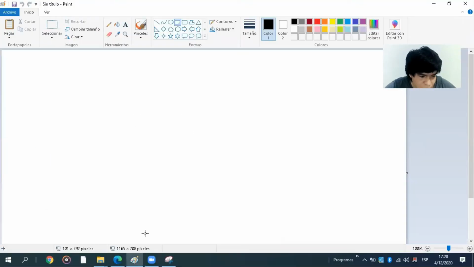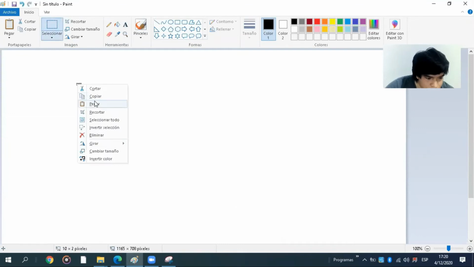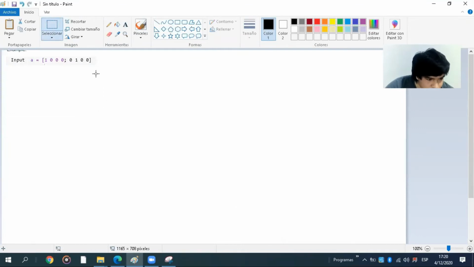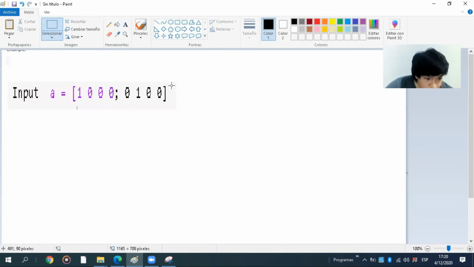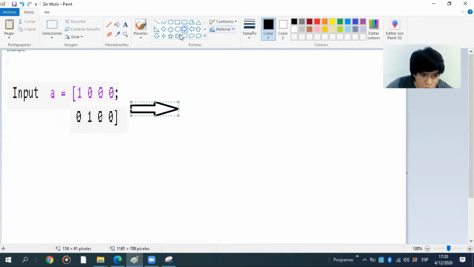Okay, so let's see. Let's try to understand the problem. A matrix given to us is going to represent how much change a person is going to have. So we need to understand how much money that person really has. This only represents the number of coins, but they are not telling us how much money they have.